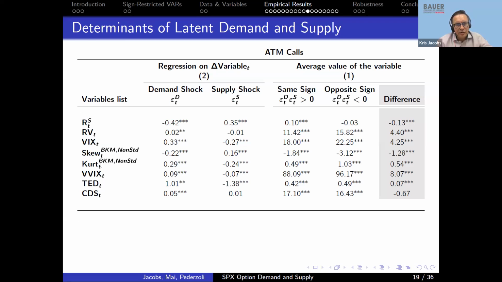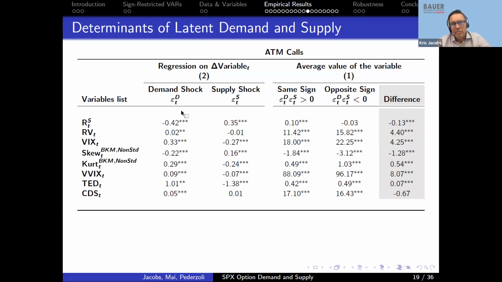RV, VIX, kurtosis, VVIX, TED, and CDS: the more uncertainty in markets, the more nervous markets are, they go up, right? And then RS and skew: the more nervousness in markets, the more there's crisis, they go down. And if you look at it from that perspective and look at all these variables, all these signs are consistent here for demand.